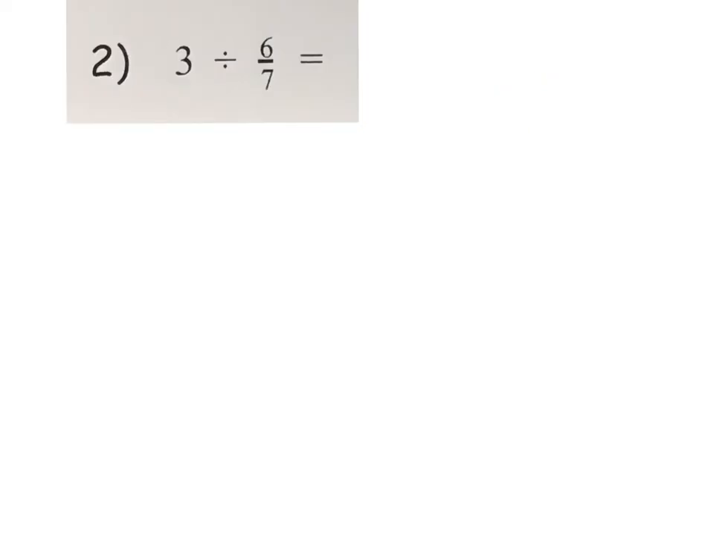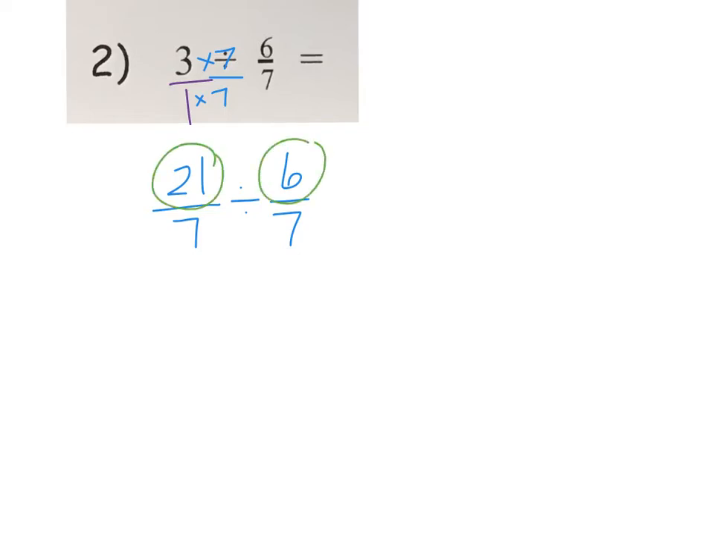So remember, first thing we want to do is make these look like fractions. So 3 I'm going to put over 1. And now I want to give them common denominators. So 1 I can change into a 7 by multiplying by 7, top and bottom. So now I have 21 over 7 divided by 6 over 7. And again, here's the wonderful thing. Once I have written those with common denominators, my answer is right here: 21 over 6, which I then just need to simplify.